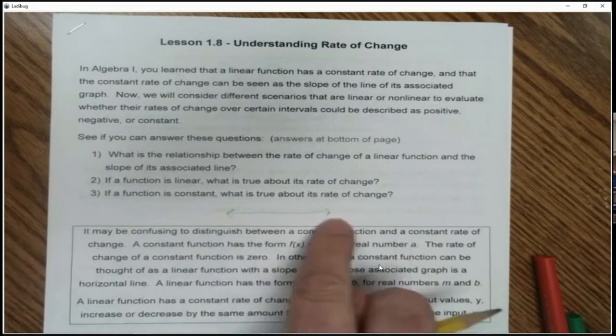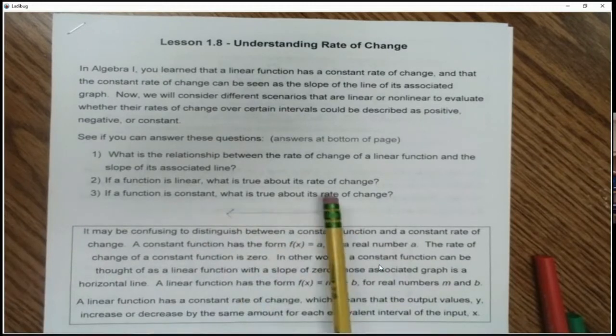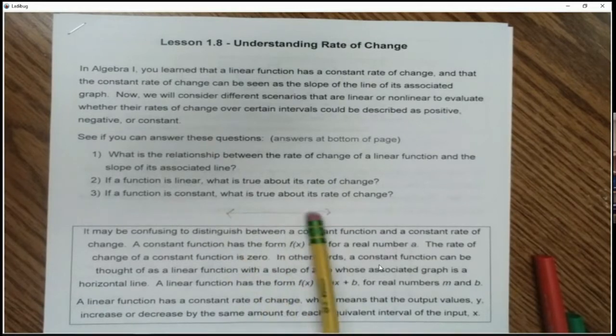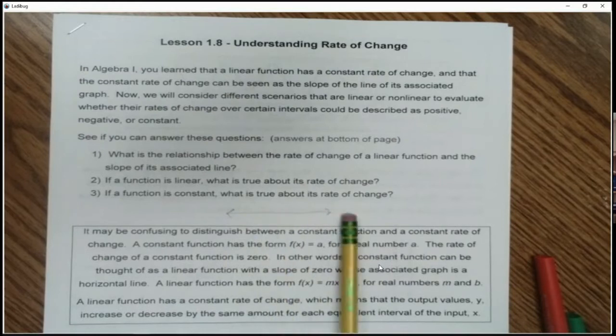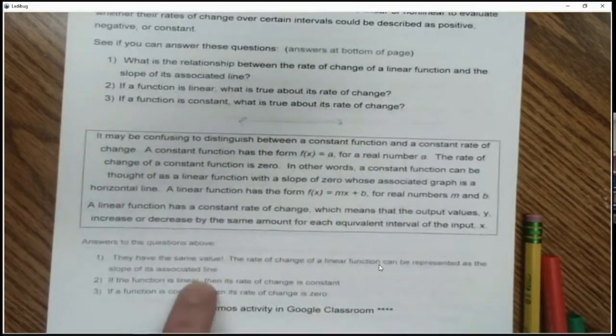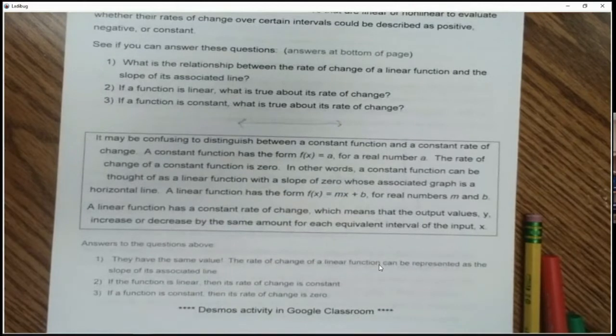So its rate of change is 0 because it doesn't go up or down. Every time the x changes, the y does not change at all. It's the same y all the way across. If this is y = 1, the y is 1 all the time. On the lesson, I do have those answers down at the bottom of the page. If you're reading this lesson again later, we've got the answers to that.